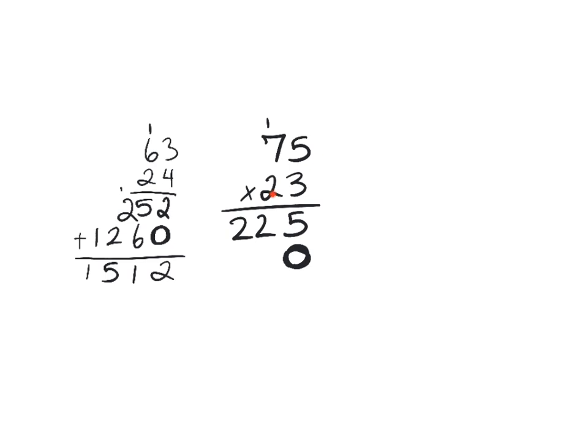So now I can say, what is 2 times 5? That's 10, so I put a 0, and I regroup the 1. And then what is 2 times 7? Well, that's 14, plus 1 is 15. Now I have 3 times 75 is 225. 20 times 75 is 1,500. So now I can just add up those two numbers to get my full answer of 1,725.